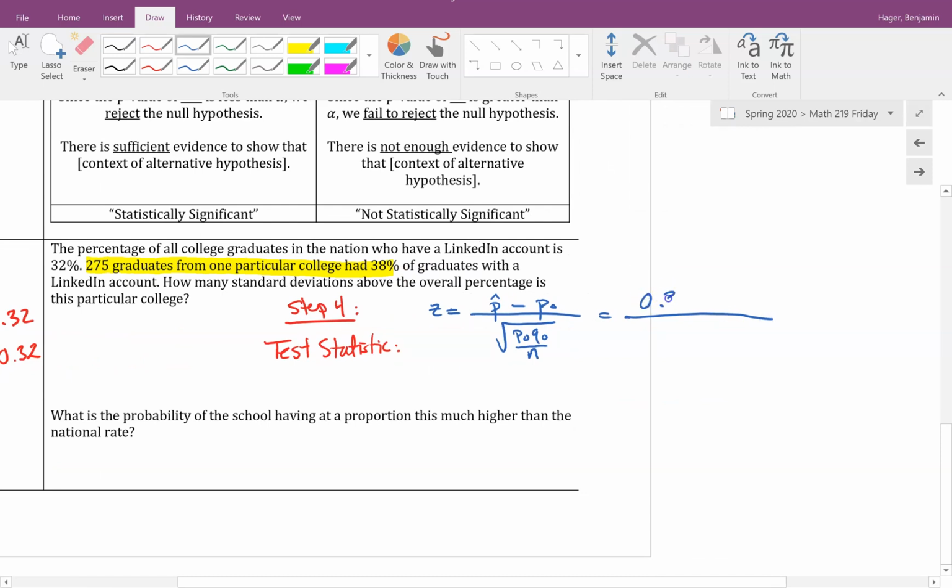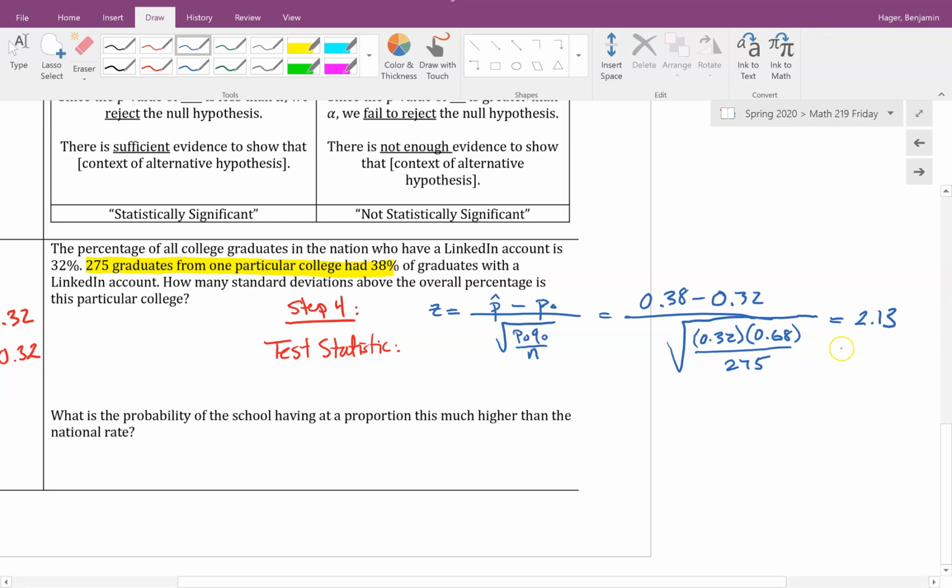So what we found was 38%, the claim was 32%, and the standard deviation based on the claim, well, the proportion that they think has LinkedIn would be 32%. So q naught would be the proportion that they think does not have LinkedIn. The complement would be 0.68. And that would all be divided by n, the sample size. And if I did everything right, I got 2.13 out of there.